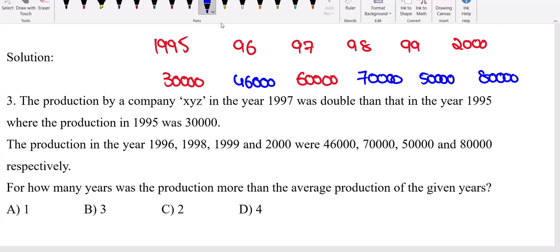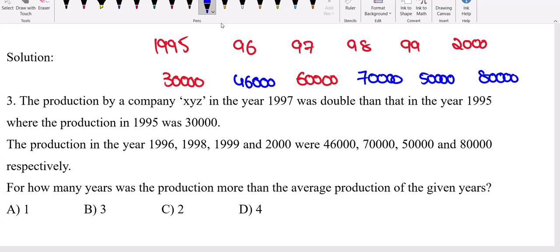Instead of giving directly, they give 95 data separately, 97 is double of that. You have to read the question, get that, put it in the things. Now you have to calculate average. How many are more than the average is the question. Data interpretation questions are all on ratio, average and percentages.